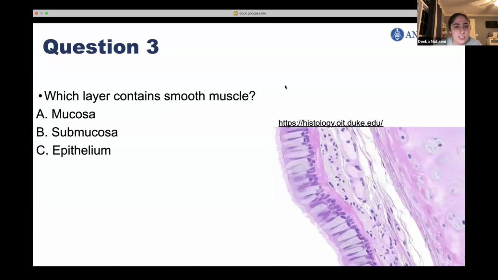Alrighty, next question. Which layer would contain the smooth muscle? Sorry if the picture is confusing you. There's not supposed to be any boxes on this one. Just having a little picture sometimes.